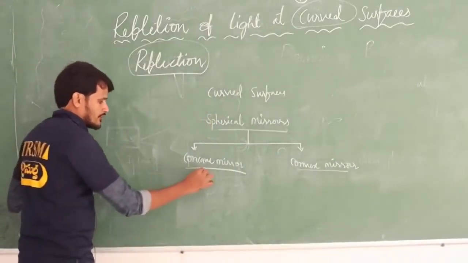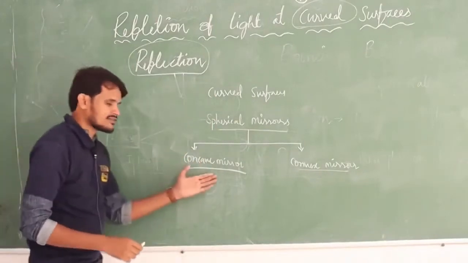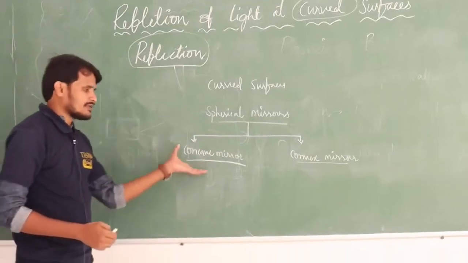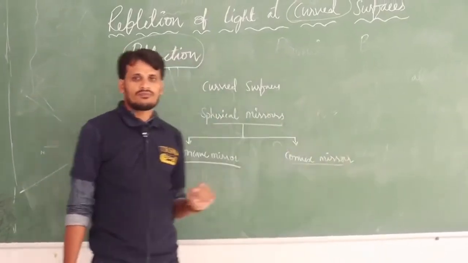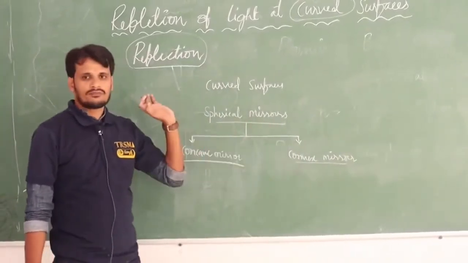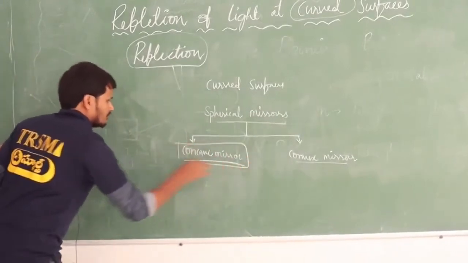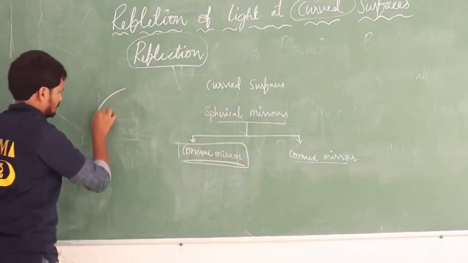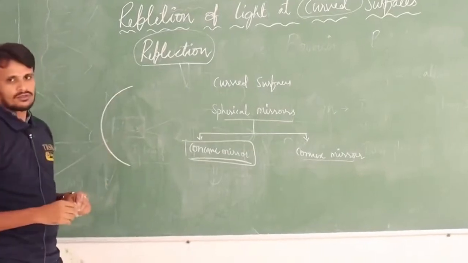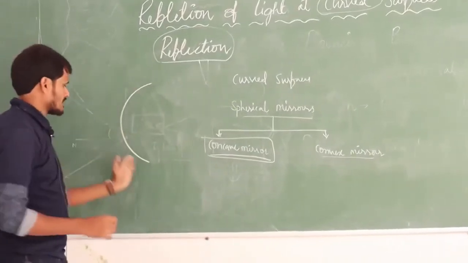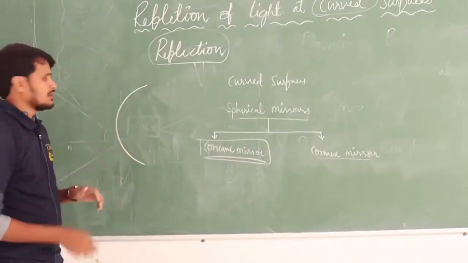The mirror having the reflecting surface inside is concave mirror. The mirror having the reflecting surface outside is convex mirror. So let me show you that concave mirror. It is a curved or spherical mirror, and it looks like a semicircle or an arc.